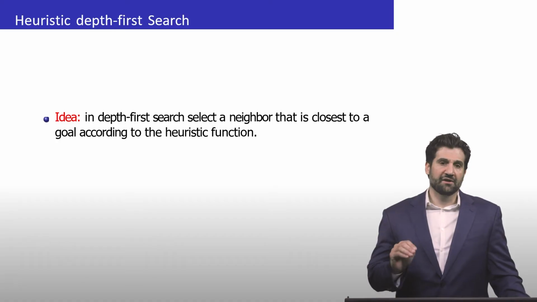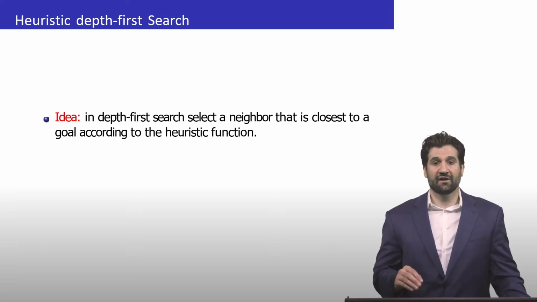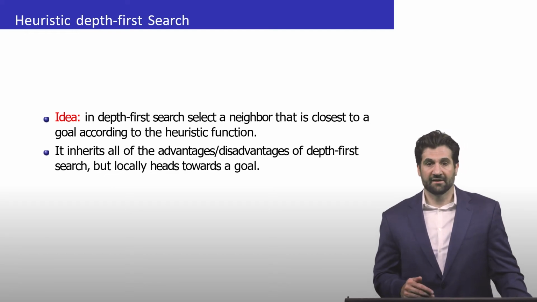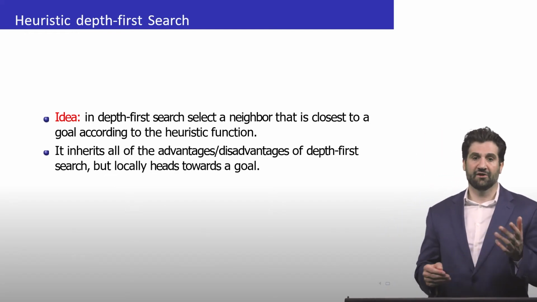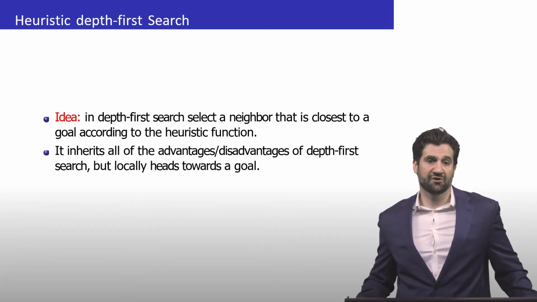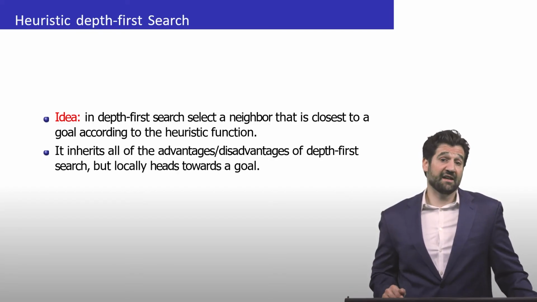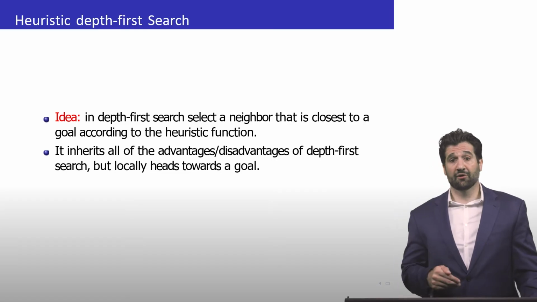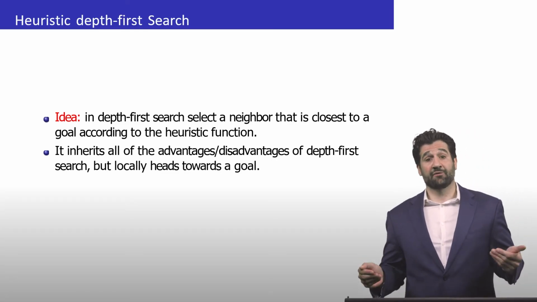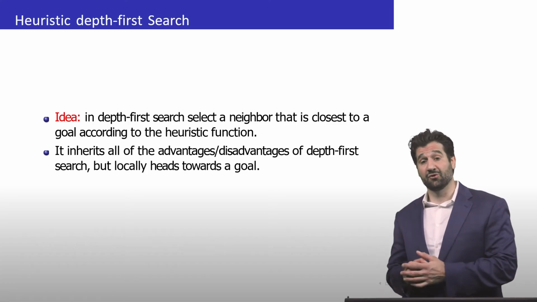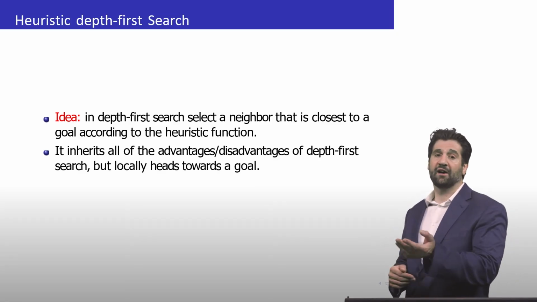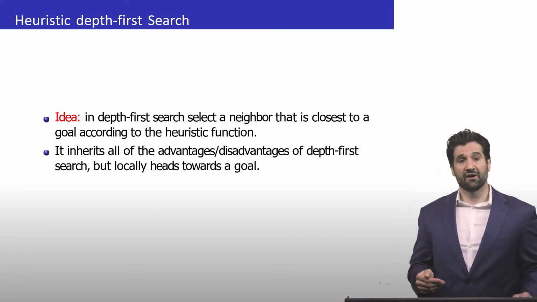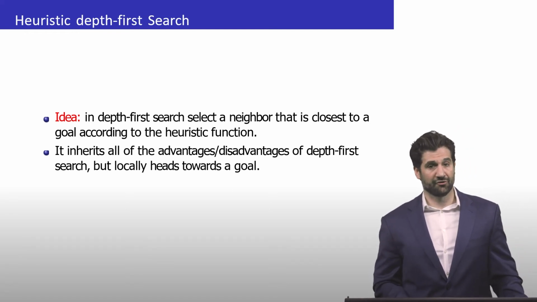The idea with applying this to depth first search is that now we're going to select the neighbor that is closest to the goal according to the heuristic function. So this inherits all the advantages and disadvantages of depth first search, but locally at each step we're heading more toward the goal. If you remember last time when we discussed depth first search, oftentimes we'd end up at nodes that wouldn't have any possible path to the goal. If we can avoid nodes like that, we will do better and find the goal sooner.